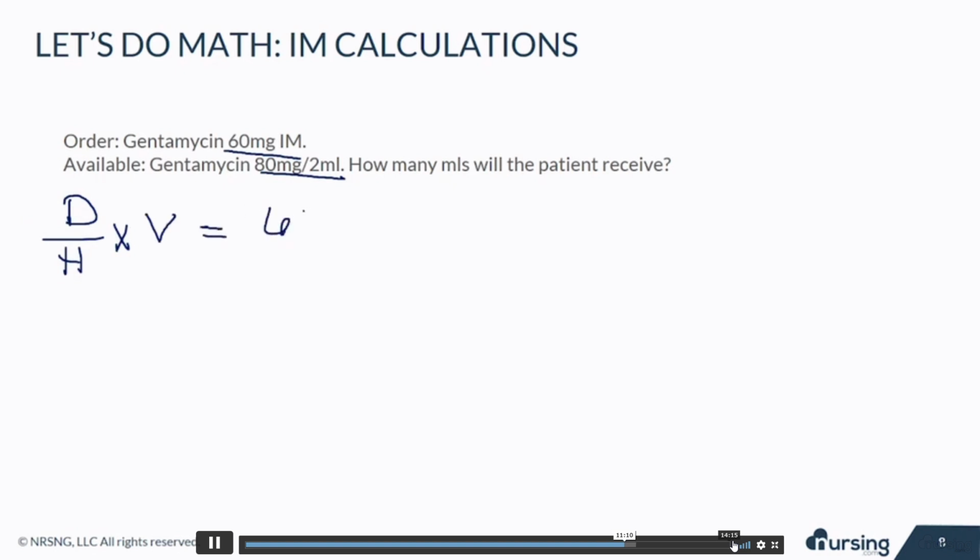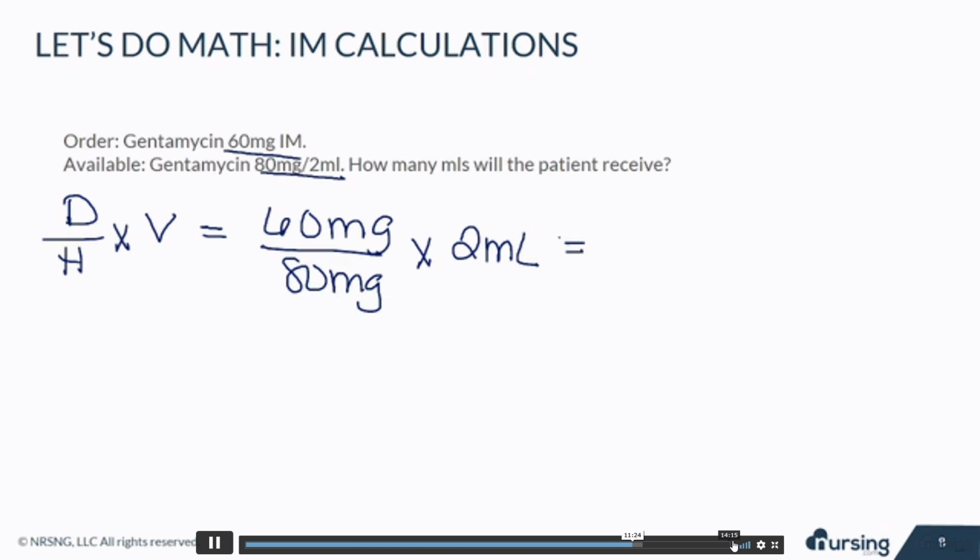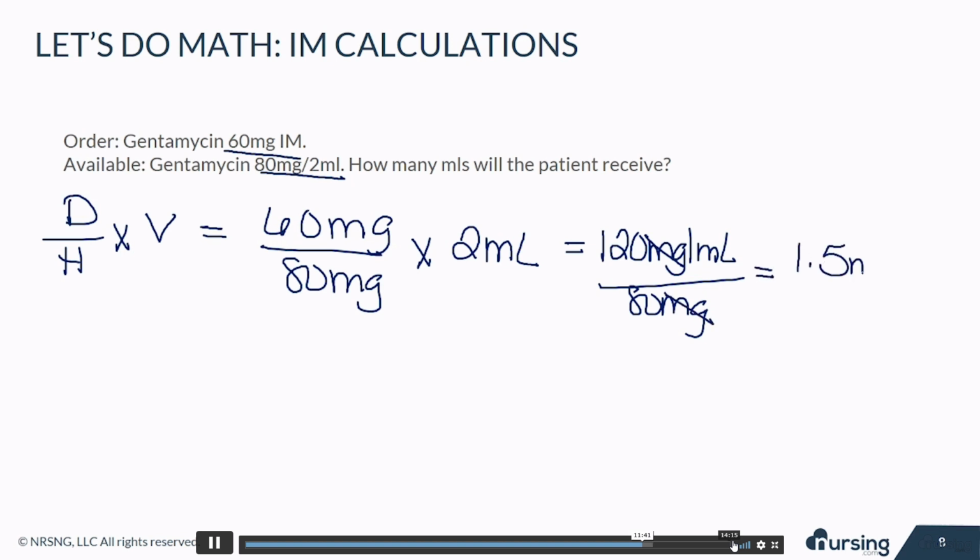So if you did this correctly, you should have 60 milligrams as your desired dose, over 80 milligrams, which is what you have on hand, times 2 mLs, because that's the vehicle. If you multiply across, which you can do as well, you'll get 120 milligrams per mL over 80 milligrams. All I'm doing here, guys, is showing you a different way to do things. If you cancel these out and divide, you should be left with 1.5 mL. If you got it right, congratulations. If you didn't, take a quick look and make sure that you followed all the correct steps.